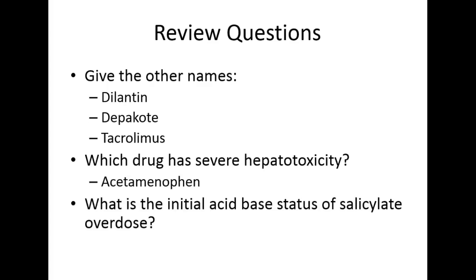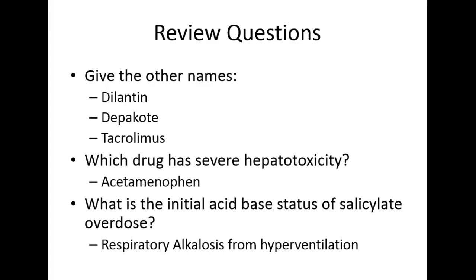What is the initial acid-base status of a salicylate overdose? Salicylic acid. It's actually respiratory alkalosis from hyperventilation. So once they overdose on it, they start hyperventilating right away. That's one of the side effects of it, and that'll cause respiratory alkalosis. It will actually shift to an acidosis status later on, but that is the initial finding.